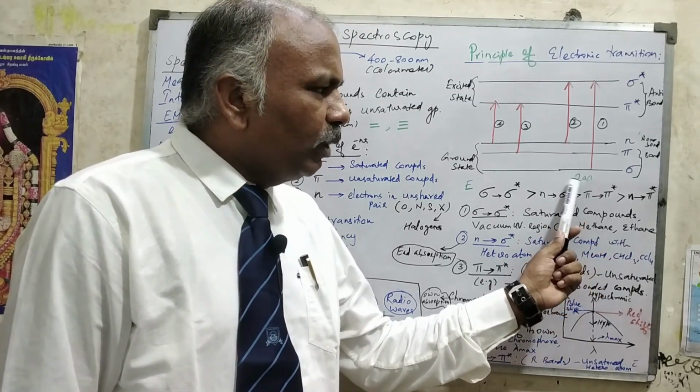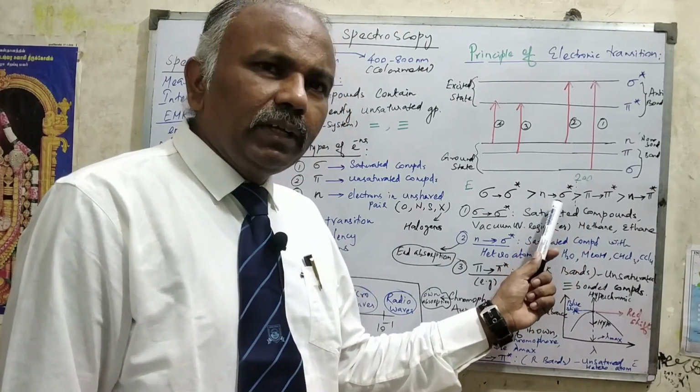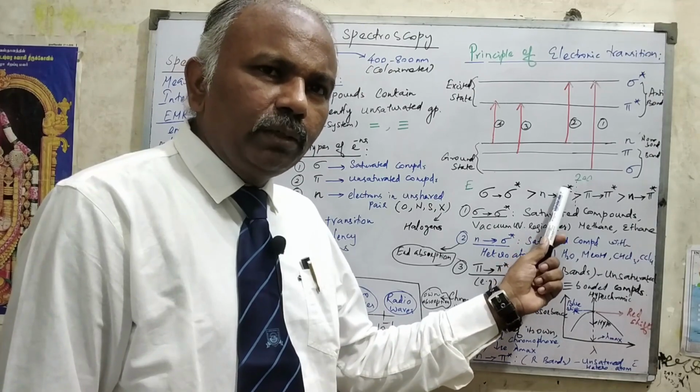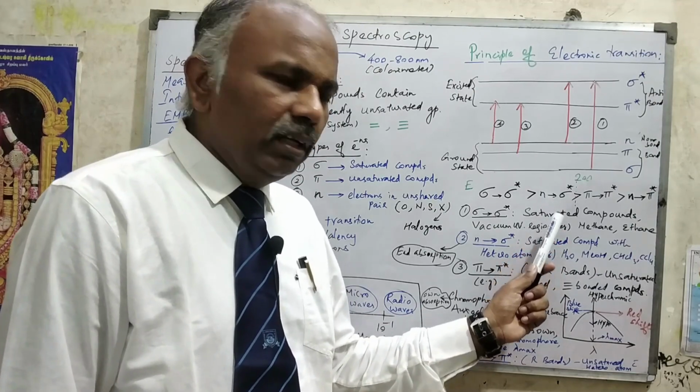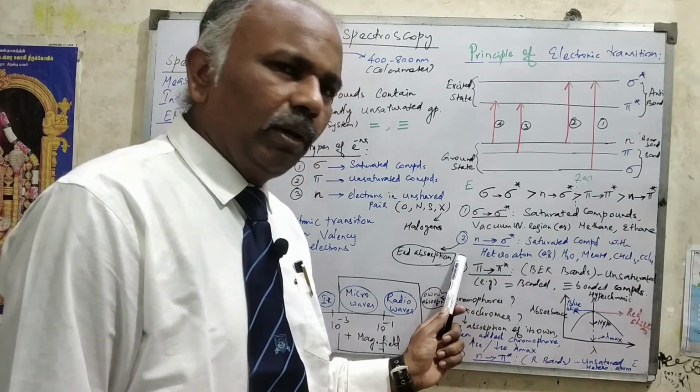So at the end of the UV region you will be having this n to sigma star transition. Whatever absorption takes place due to n to sigma star transition in the molecule is defined as end absorption. The process is called end absorption, right?